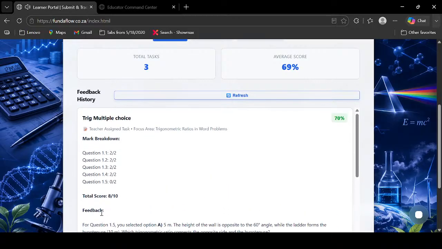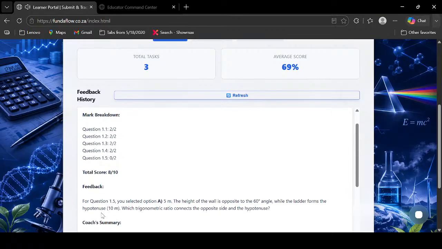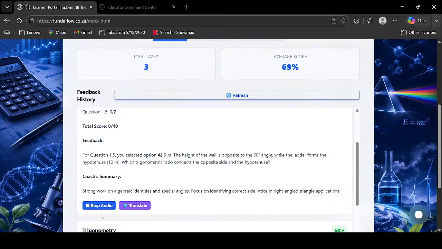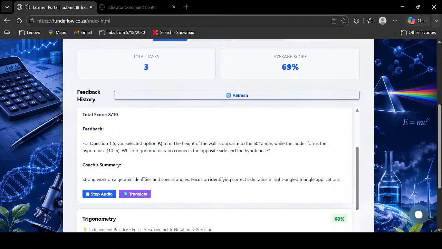Mark breakdown: question 1.1, 2/2; question 1.2, 2/2; question 1.3, 2/2; question 1.4, 2/2; question 1.5, 0/2. Total score, 8/10. Feedback for question 1.5: you selected option A, 5 m. The height of the wall is opposite to the 60 degrees angle, while the ladder forms the hypotenuse, 10 m. Which trigonometric ratio connects the opposite side and the hypotenuse? Coach's summary: strong work on algebraic identities and special angles. Focus on identifying correct side ratios in right-angled triangle applications.